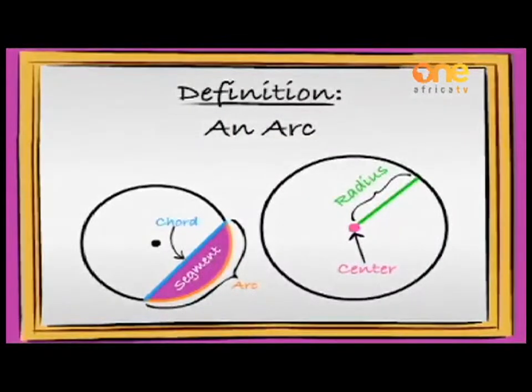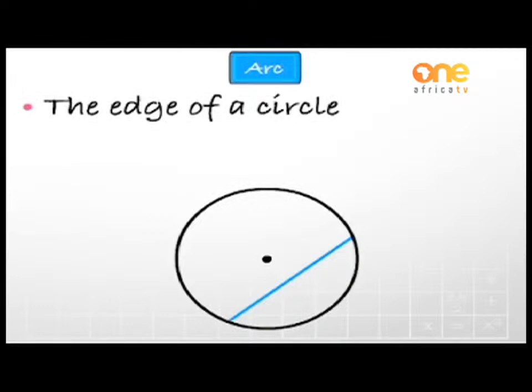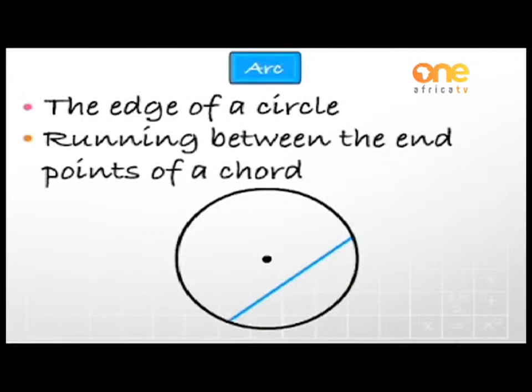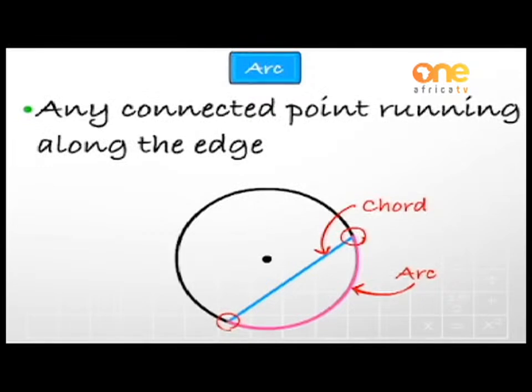Let's now introduce the definition of an arc. Now that you know what a chord is, you will be able to appreciate what an arc is. An arc is the edge of a circle that runs between the endpoints of a chord. Also, we can say that the arc of a circle is any connected point running along the edge of the circle.